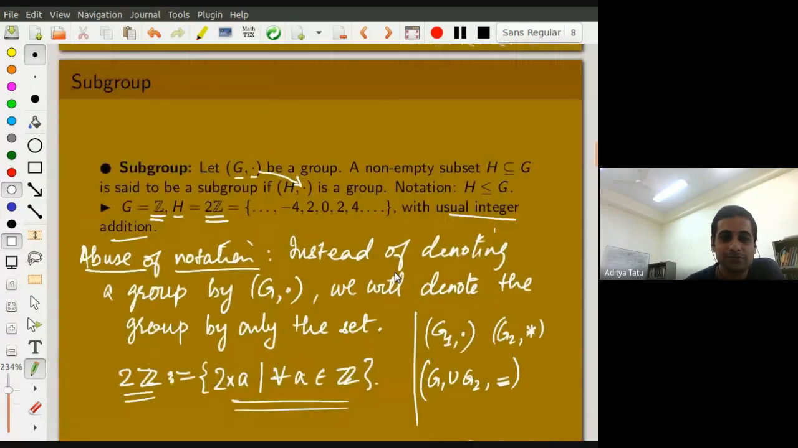Right. So, looking at examples of subgroups: the set of all even numbers, denoted by 2Z, with the usual integer addition will also form a subgroup, right? Because addition of any two even numbers will always be an even number. What I just said, you must know how to write it mathematically. So for example, if I ask you to prove that H is a subgroup, how will you write this out?